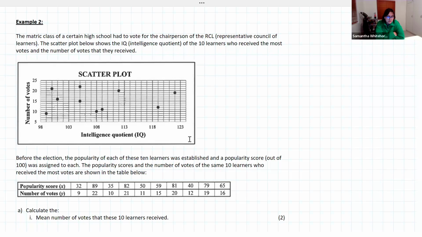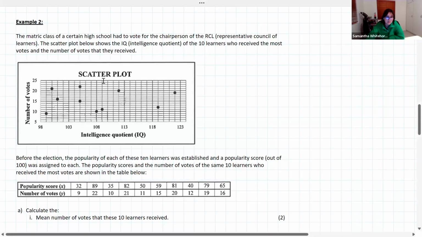Right, it then goes on to say before the election, the popularity of each of these 10 learners was established in a popularity score of 100 assigned to each. The popularity scores and the number of votes of the same 10 learners who received the most votes are shown in the table below. Basically, what that's saying is the 10 learners of the scatter plot are the 10 learners who got the popularity scores that we've now shown in this table.